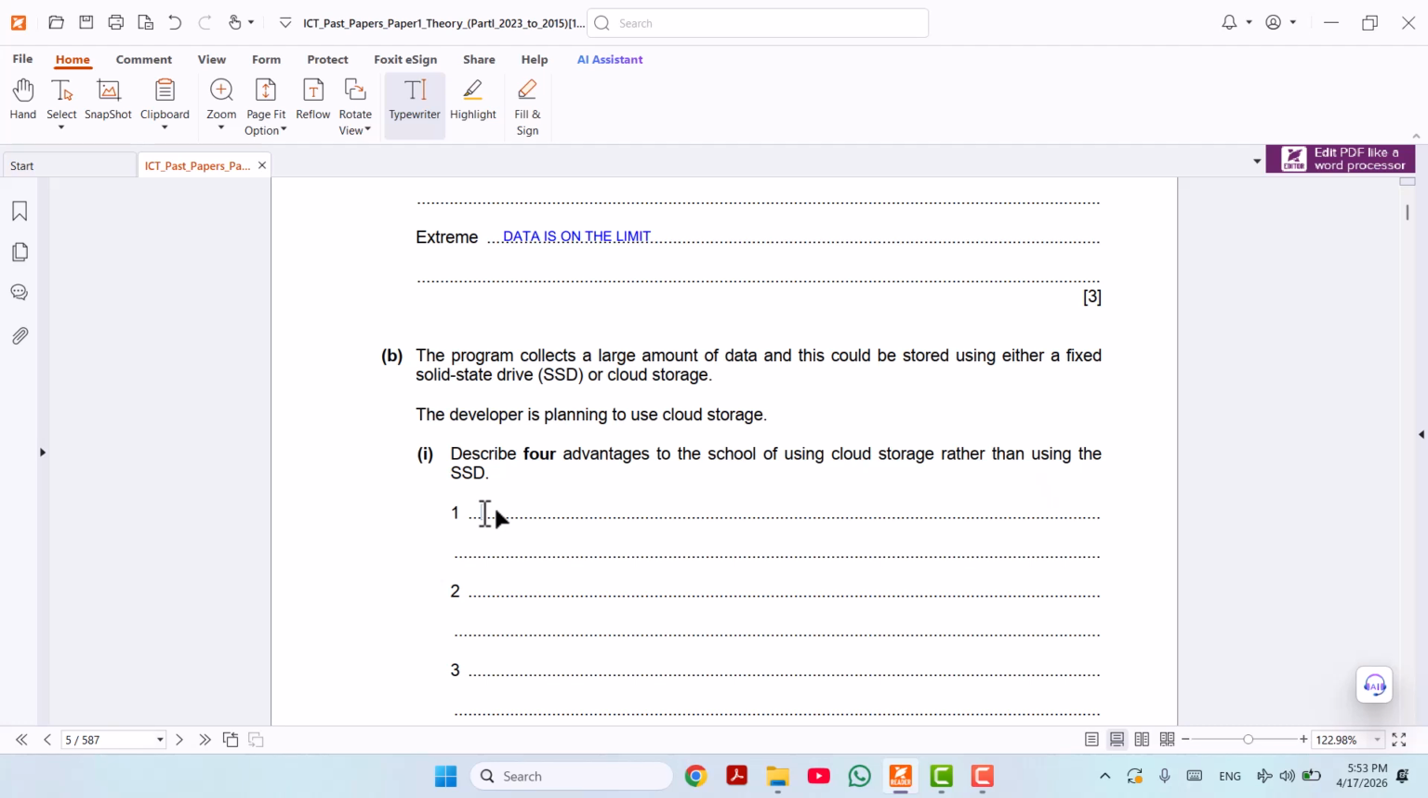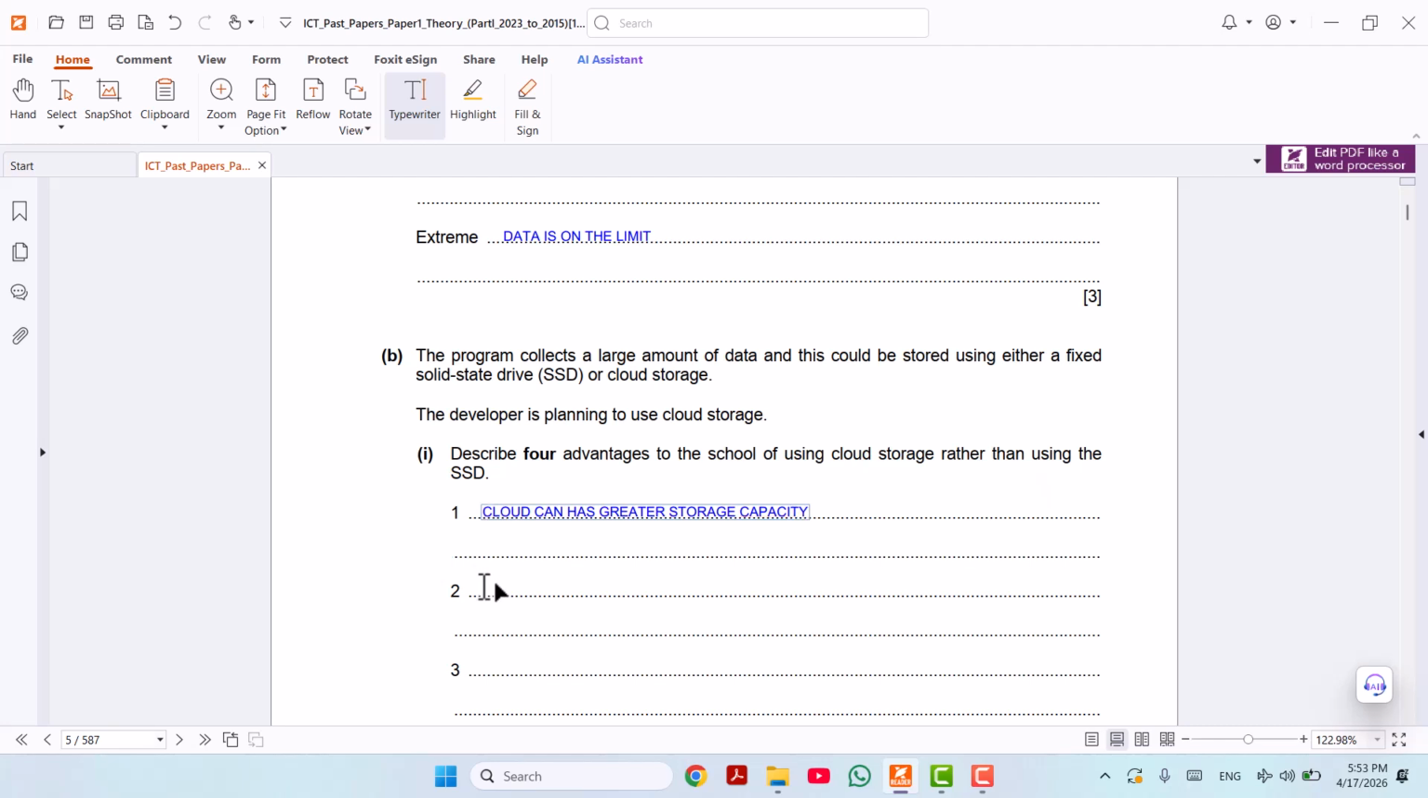So the first thing we can say, cloud can have greater storage capacity.